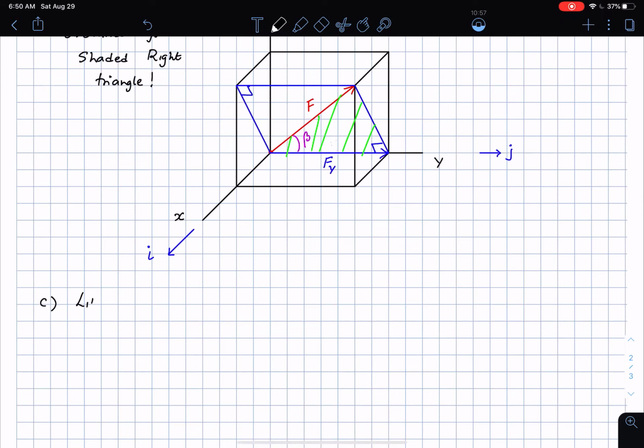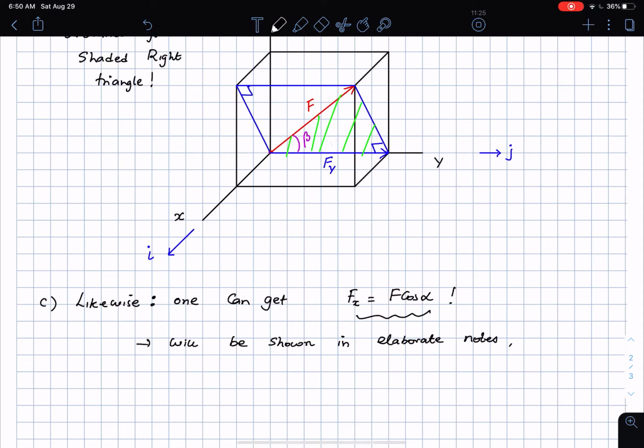Okay, so likewise, one can get Fx is equal to F times cosine of alpha. Okay, I'm not showing that derivation here, but I'll be showing this in my elaborate notes, but same idea as above figures.